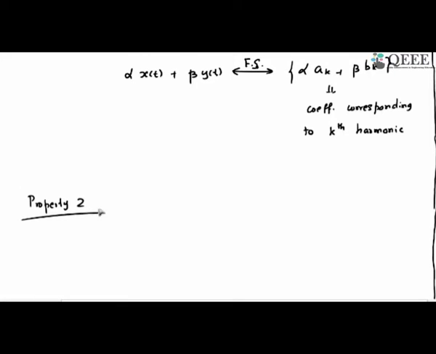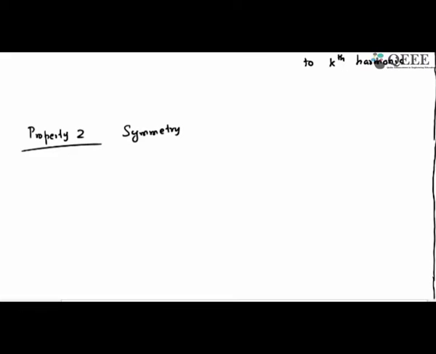Property 2 is related to symmetry of the Fourier coefficients. It is called symmetry if x of t is a real signal. In Fourier analysis we allow complex signals, because the complex exponential e power j k omega naught t is itself a complex signal. So in our analysis everything can be complex, and x of t itself can be a complex signal. We never made any restrictions on that.